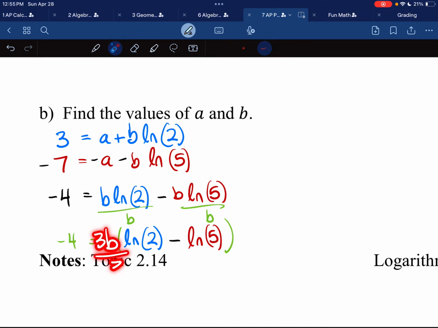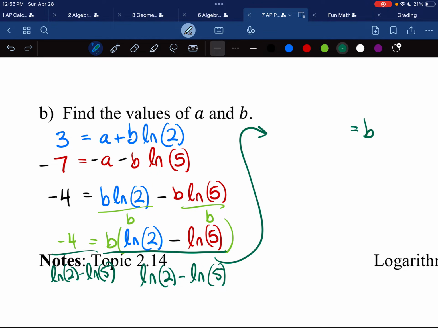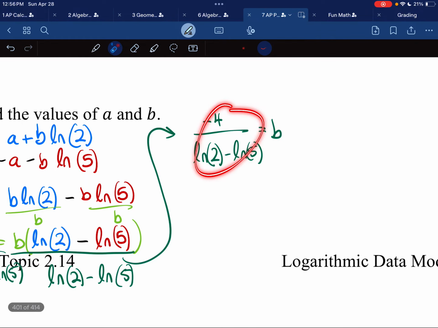I don't know. I essentially have 3 times B. If I have 3 times B, the thing to do is divide by 3. I'm going to divide by this on both sides. And I've run out of room, so I'm going to come back over here and work up here. I'm going to divide this side by natural log of 2 minus natural log of 5. Then I divide this side by natural log of 2 minus natural log of 5. And you get B by itself on the right-hand side. And what we have over here is -4 all over natural log of 2 minus natural log of 5. Done. The answer key tells me that I'm supposed to now use a calculator to evaluate this.